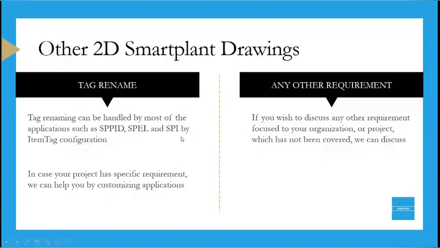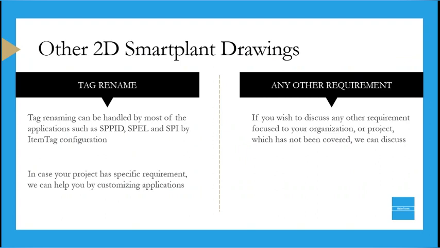For other 2D applications, mostly what I have seen is that the tags are covered with the item tag configuration. The item tag configuration generally takes your unit number, which is to be duplicated. But in case you have any other requirement to be customized, where you duplicate an intelligent drawing and you want to rename everything, that can be covered with our custom program. We can provide services on that as well.